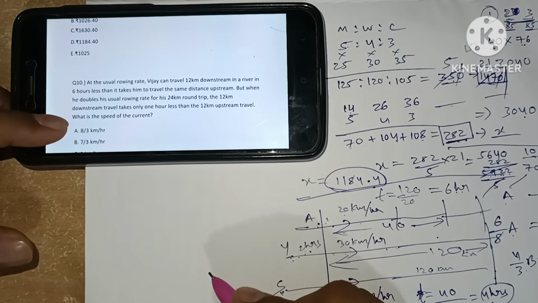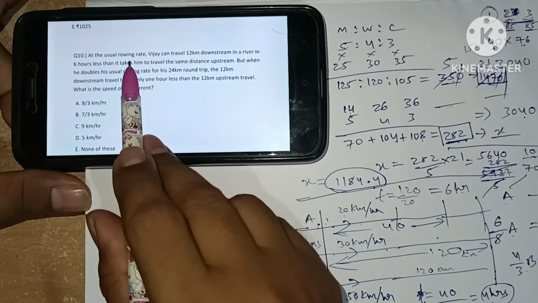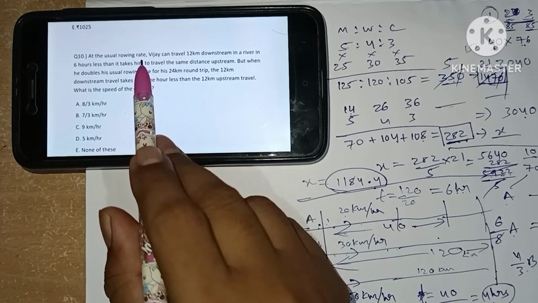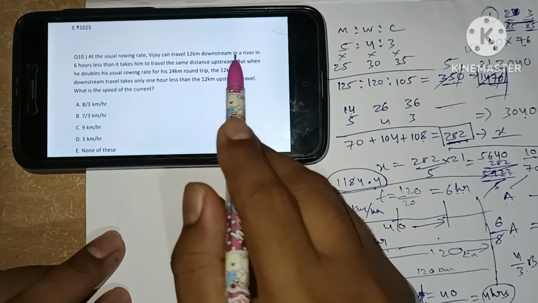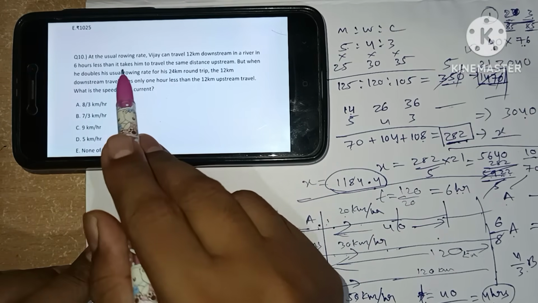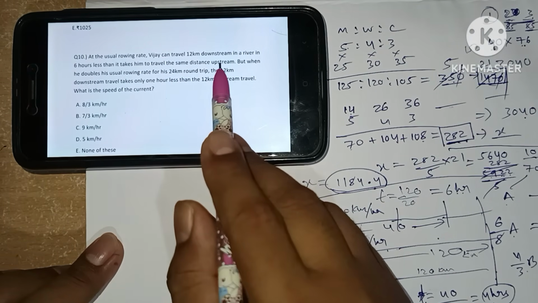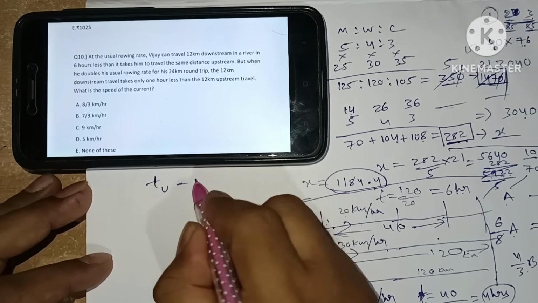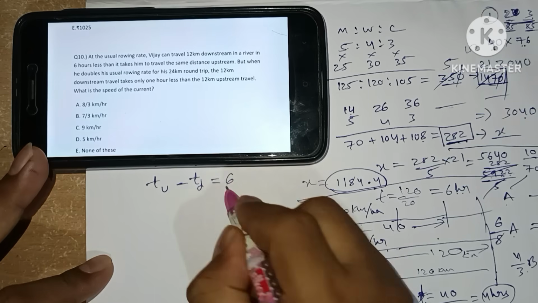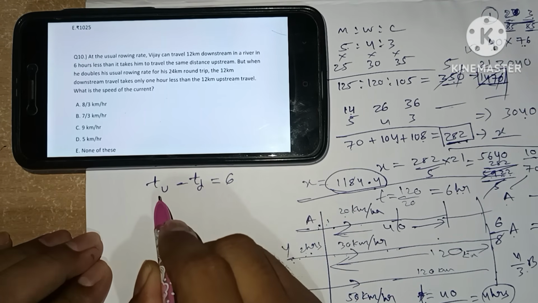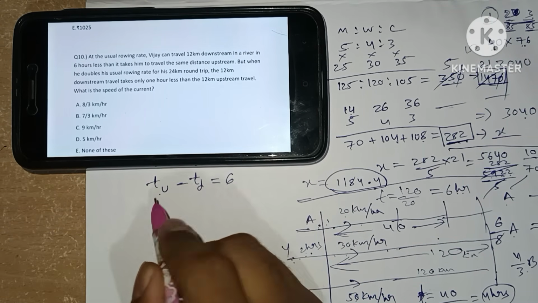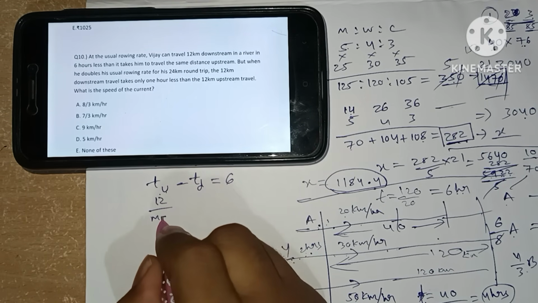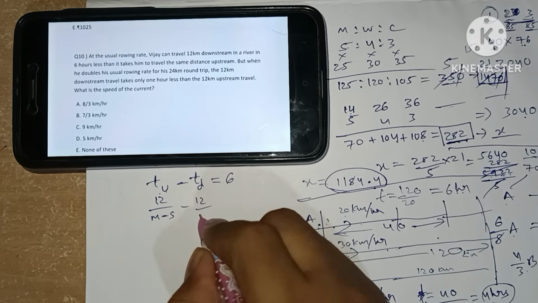Okay, let's see question 10. At the usual rowing rate, meaning at normal speed of the boat, Vijay can travel 12 kilometers downstream in a river 6 hours less than it takes him to travel the same distance upstream. So upstream time minus downstream time is 6 hours. Time is distance by speed. Distance is 12 kilometers. 12 divided by m minus s minus 12 divided by m plus s equals 6.